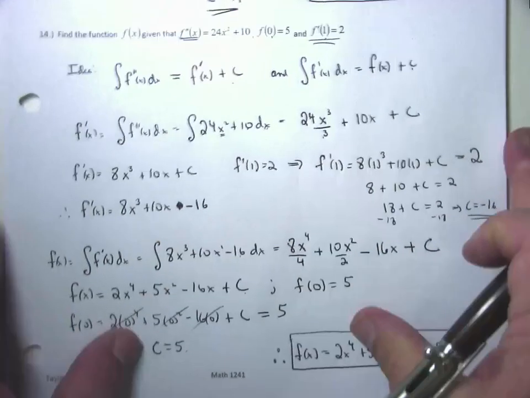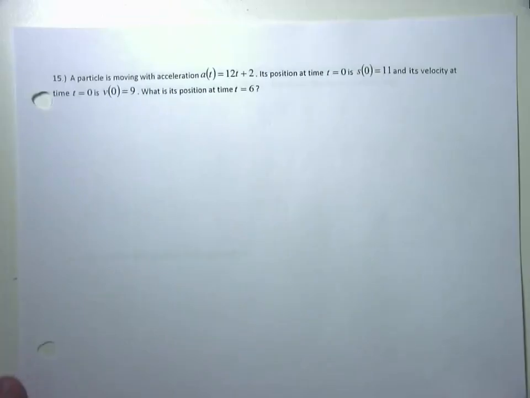Question. Speaking of that, oh, what a surprise. All right, a particle is moving with acceleration a of t equals 12t plus 2. Its position at time equals 0 is s of 0 equals 11. And its velocity at time equals 0 is v of 0 equals 9. I ask you one more hoop here. What is the position at time equals 6? T equals 6. So, here we go.